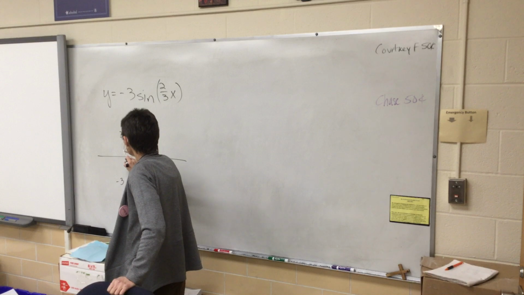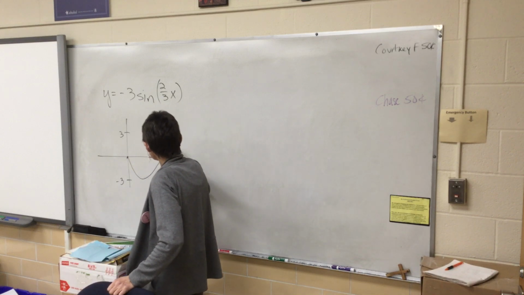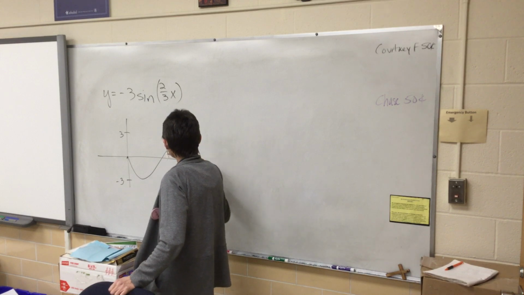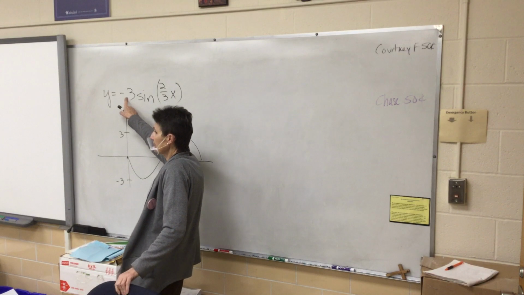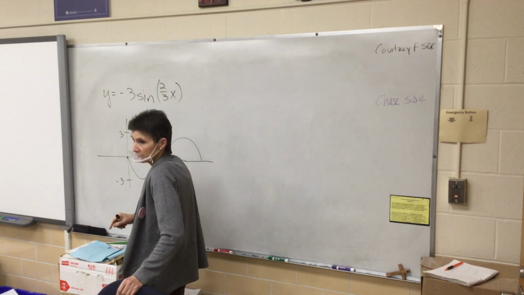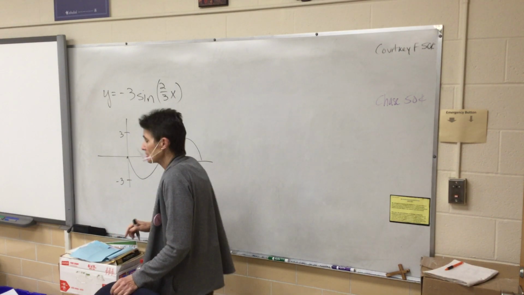Go through the second one. It's going to go down like this. Why? Somebody tell me why my picture's going to do that. Because there's a negative out in front of it, right? So it's going to come down first.